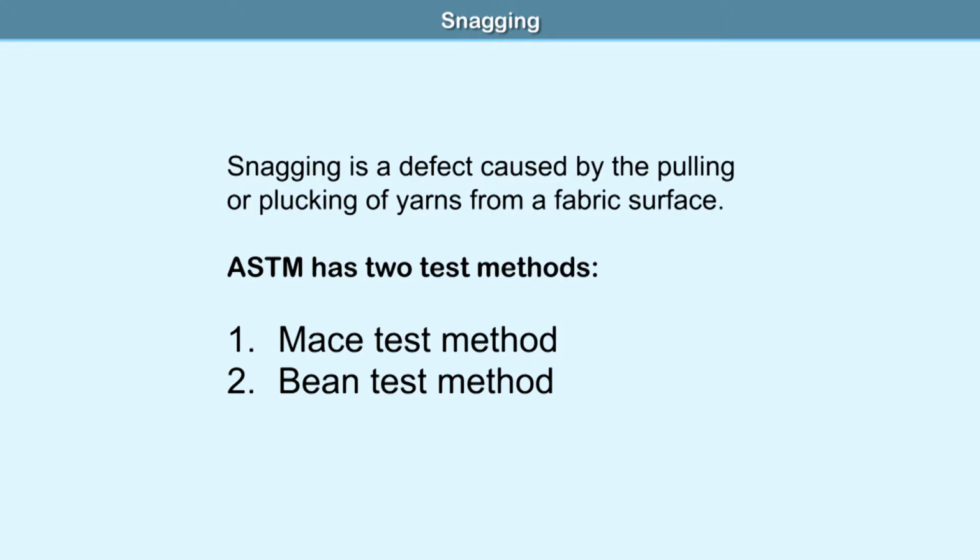Snagging is a defect caused by the pulling or plucking of yarns from a fabric surface. ASTM has two test methods for testing snag resistance: the mace test method and the bean bag test method.